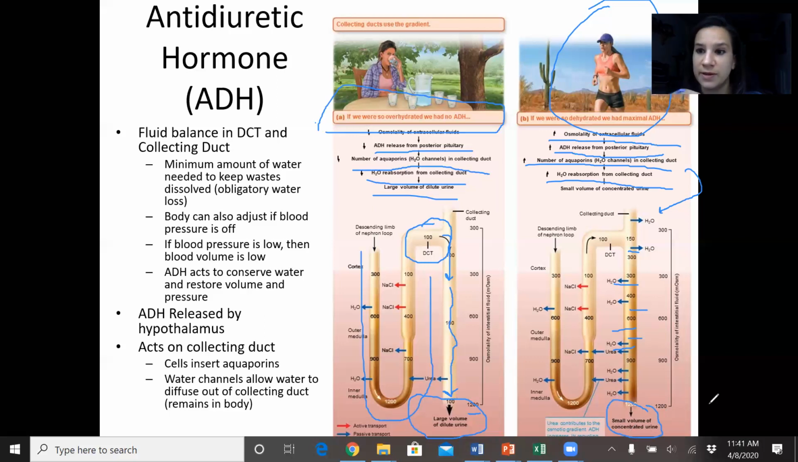So if you are someone that pees bright yellow and doesn't drink a lot of water, you probably have maximum ADH activity in your body, and you should probably go drink some water. Or maybe just not run a marathon through the desert.